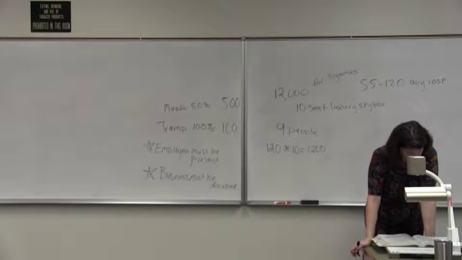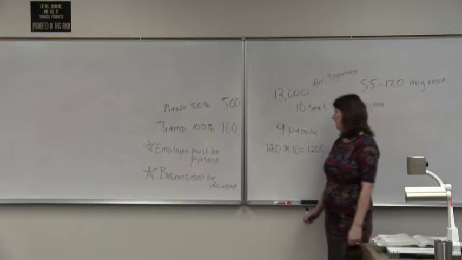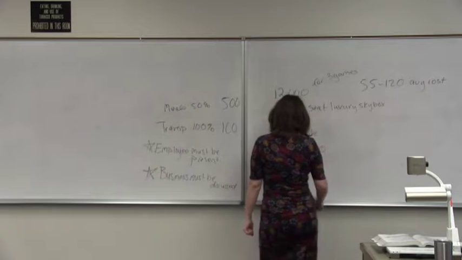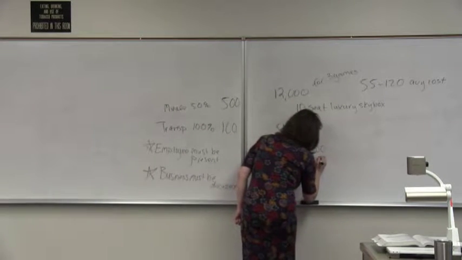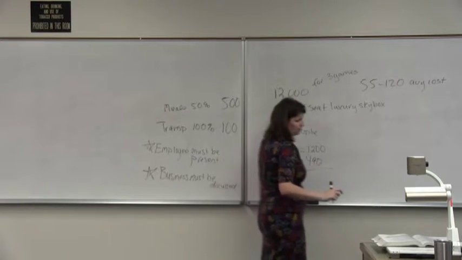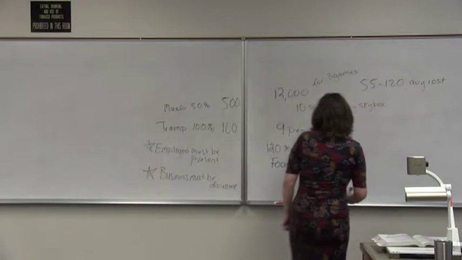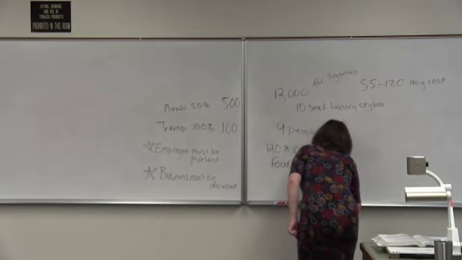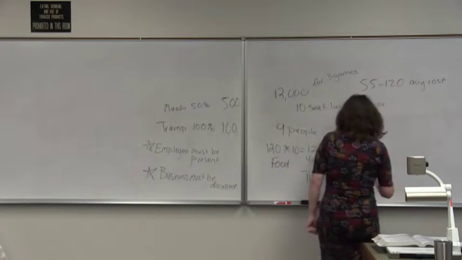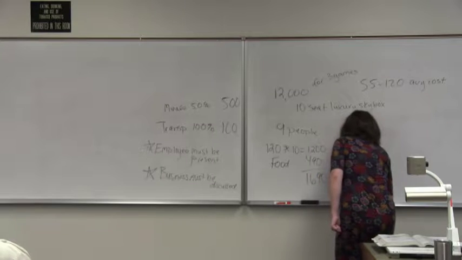It also says they had $490 for food and beverages. So we have food of 490. So both of these items are going to be subject to the 50% cutback. So we have 1690 divided by 2, which means their deduction is going to be $845.